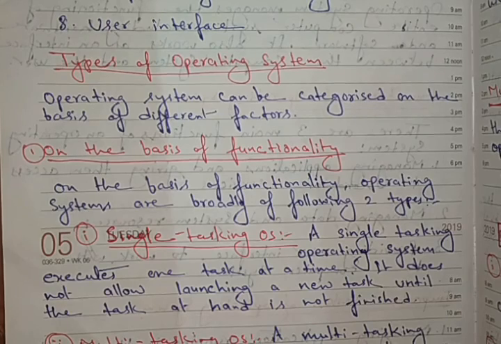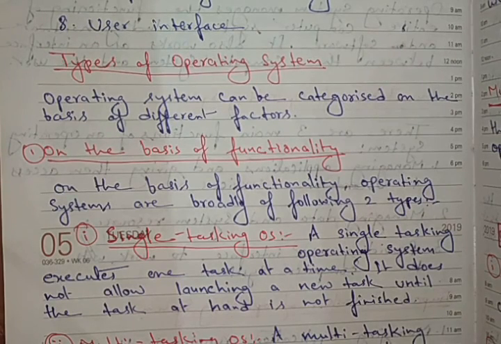A single tasking operating system executes one task at a time. It does not allow launching a new task until the task at hand is finished. An example of such an operating system is the disk operating system. This is known as DOS from IBM and Microsoft. Windows 95 is also one kind of single tasking operating system.